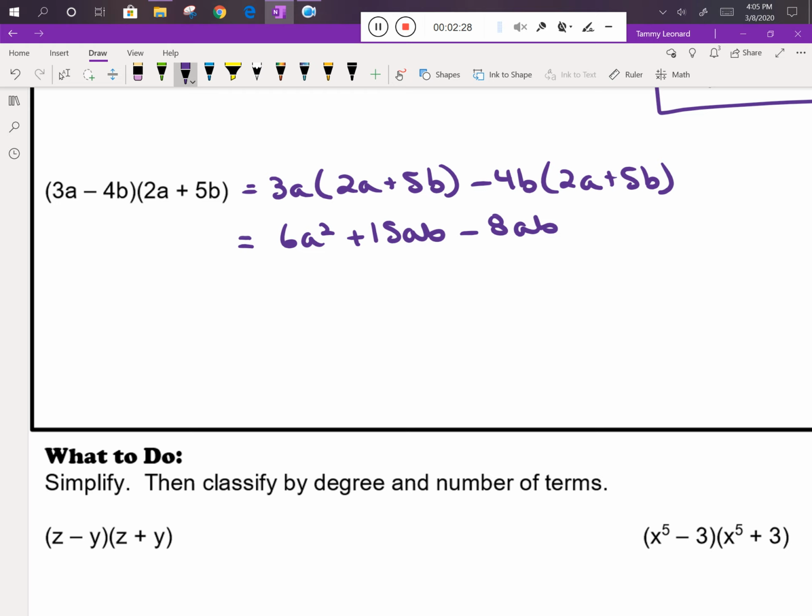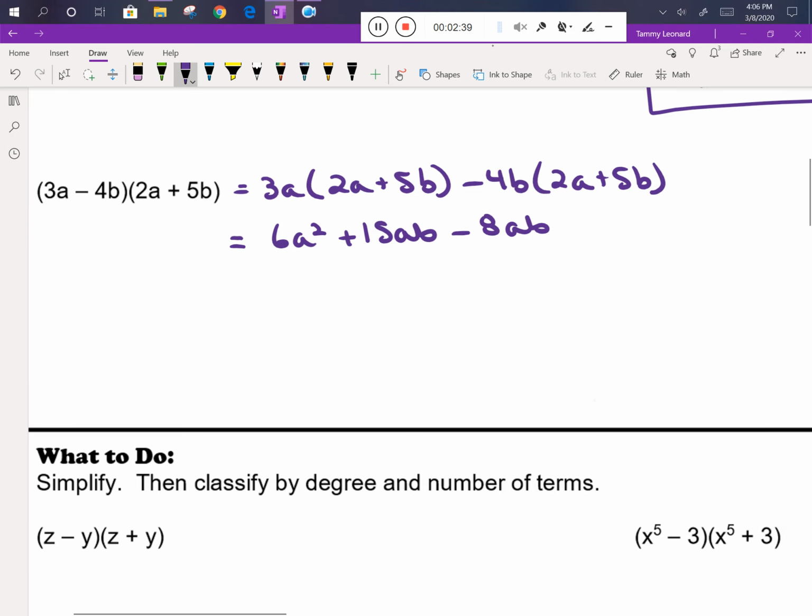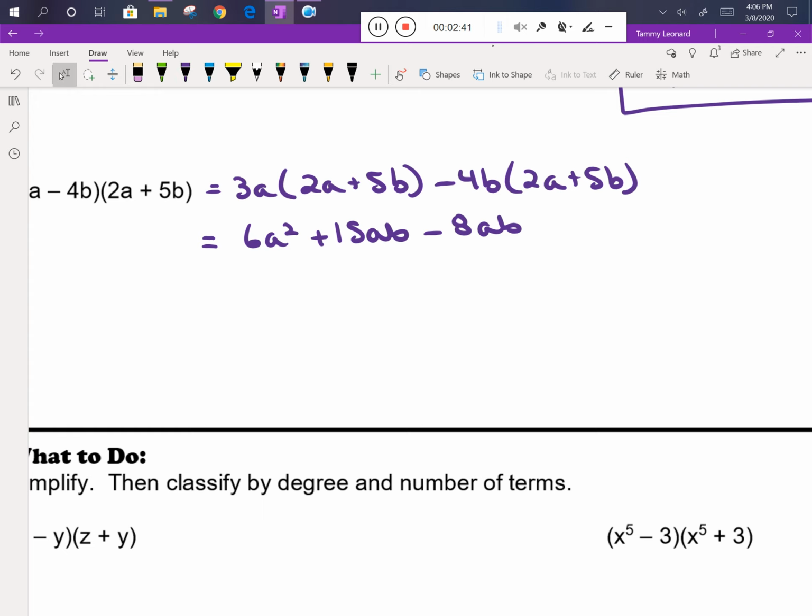But remember, the commutative property for multiplication says when I multiply two things together, I can do it in any order I want to, and the answer will turn out the same. So if I always go with alphabetical order, it will help me to identify like terms later. So finally, I need to do negative 4b times 5b, which is negative 20b squared.